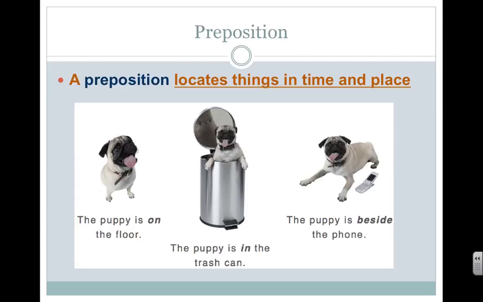The puppy is beside the phone. Beside locates the puppy. Now, one way of thinking about prepositions is that prepositions are often a time when you would use hand gestures when speaking to indicate where something is. For instance, with the puppy is in the trash can, you might make some sort of motion that would indicate something being within something, maybe your hand going down into your other hand to locate it within.